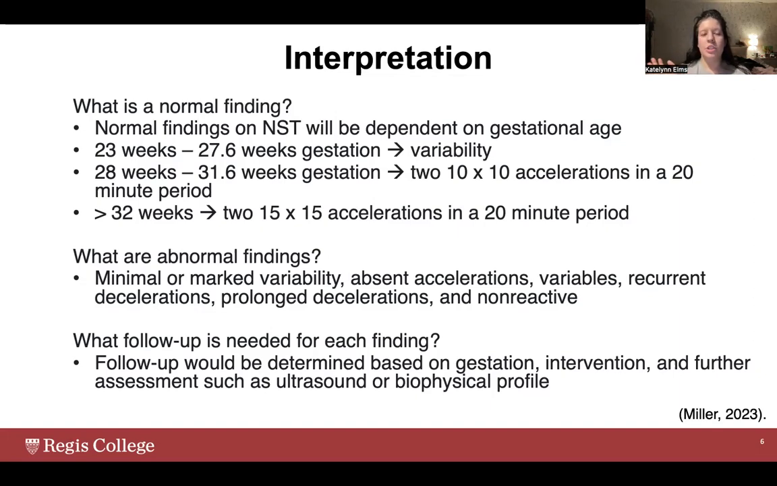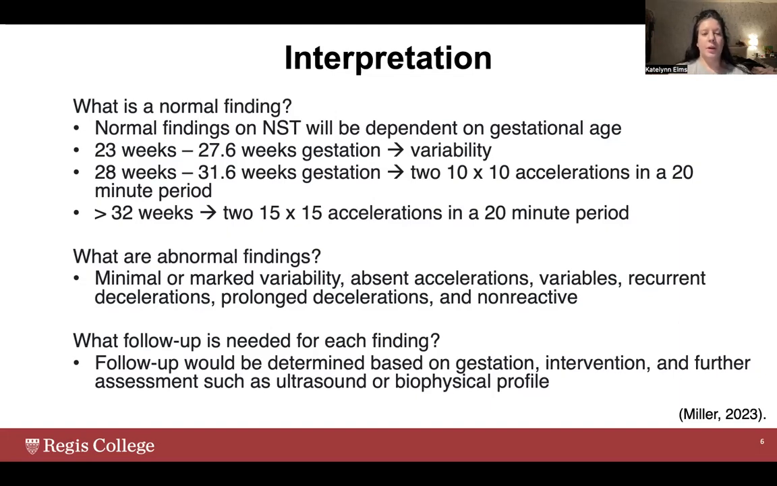So in order for a 32-week fetus to have a reassuring NST, the heart rate would need to go up to 135 twice for 15 seconds in that 20-minute period. If the baby was able to do that, then we would say it's reassuring and we wouldn't have to continue with another NST. As you progress onward, the threshold for what you tolerate in an NST lessens.